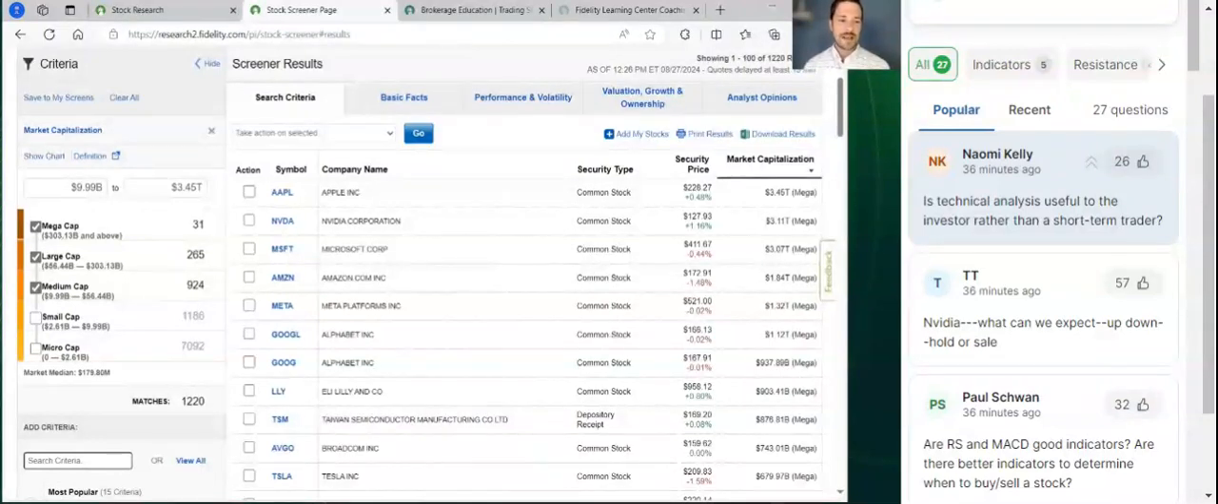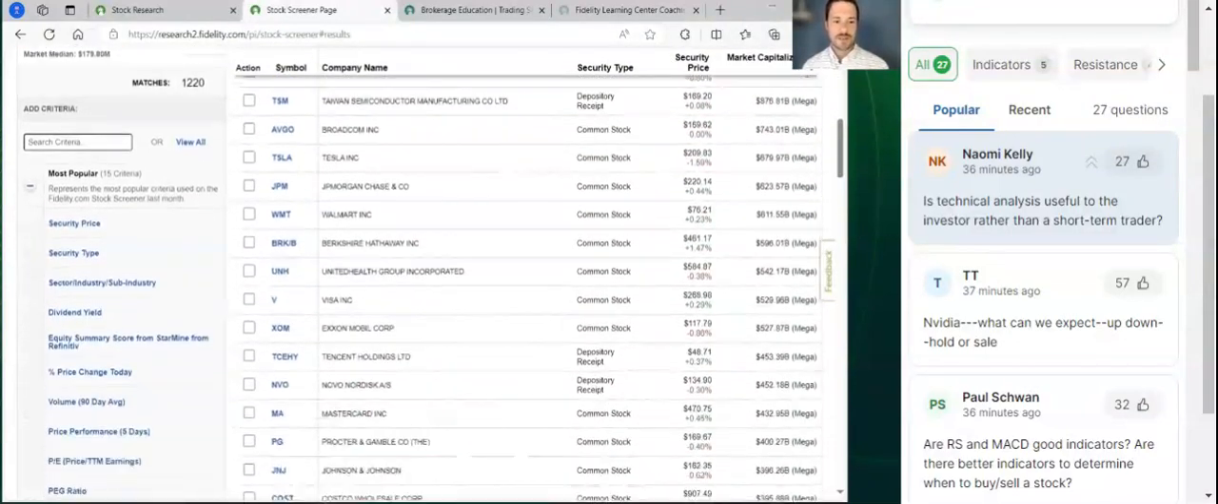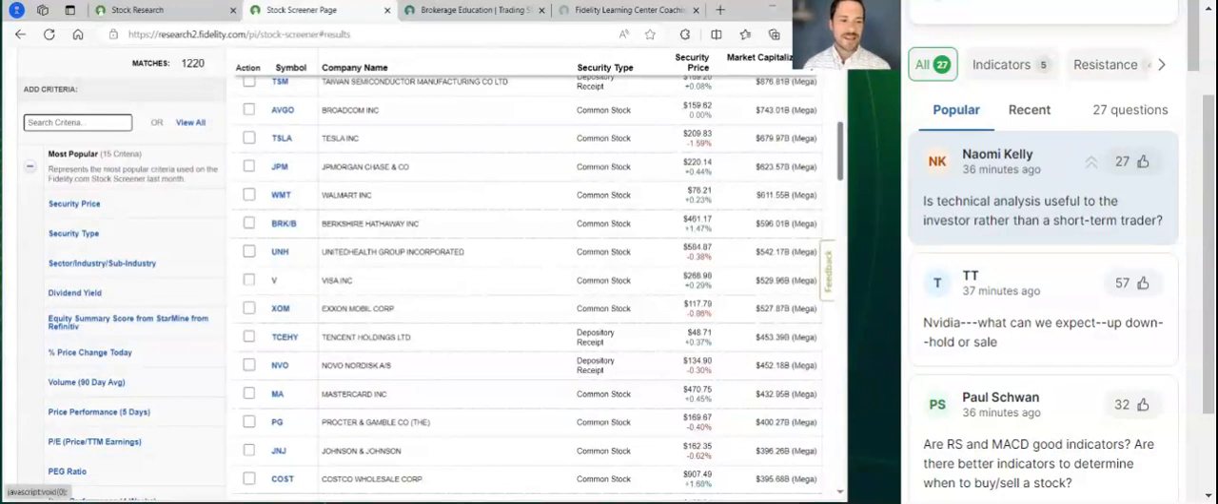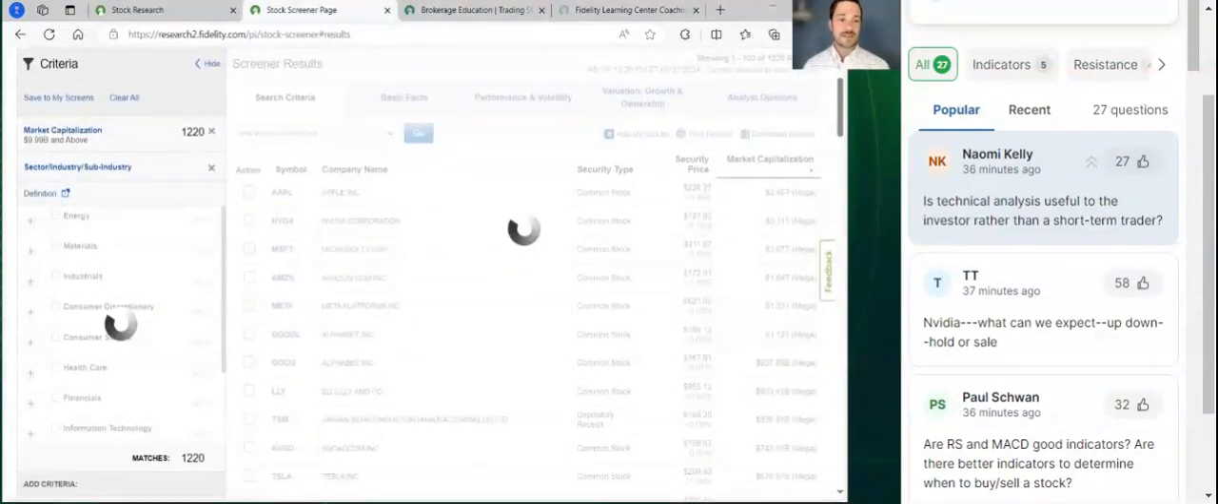So I've reduced that down to 1,220. Still too much for me, too much work. I don't want to have to do all that. We can see that there are other things like sectors and industries.